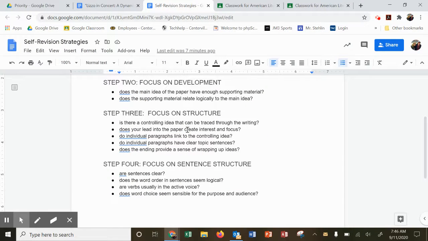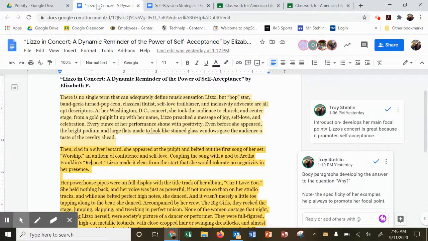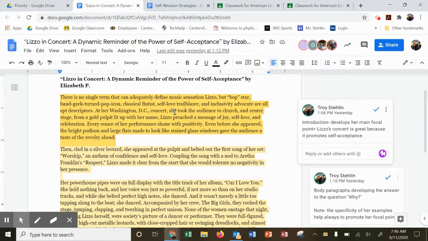Does your lead into the paper create interest and focus? Absolutely, right? And again, coming back to the Lizzo review, there's no single term that can adequately define the music sensation Lizzo, but pop star, right? Band geek turned pop icon, classical flutist, self-love trailblazer, and inclusivity advocate are all apt descriptors. So instead of just taking one single term, right, she brings on a multifarious illustration of this artist and says this is the wide range of personalities that Lizzo can take on, and they're to be celebrated.